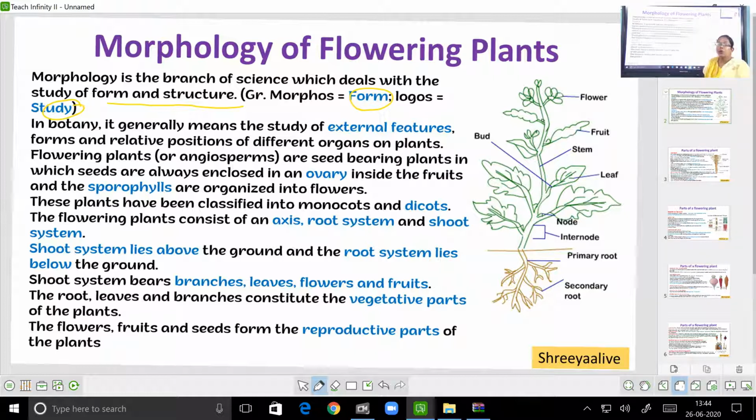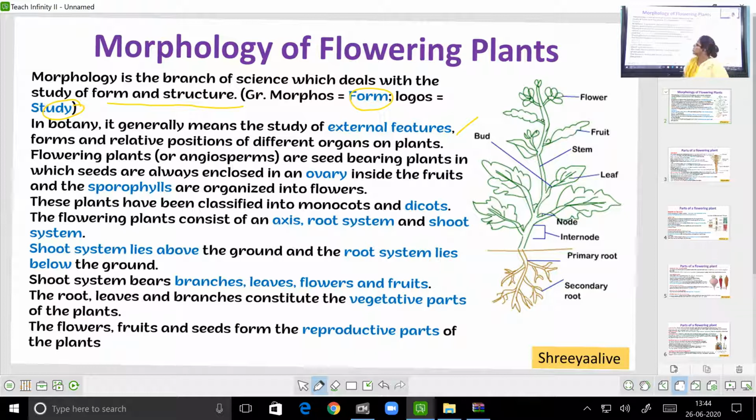In botany, what is botany? Botany is a branch of science which deals with the study of plants. It generally means the study of external features or external characteristics. Studying these external features or characteristics is called morphology. These external features include the forms and relative position of different organs of the plant.